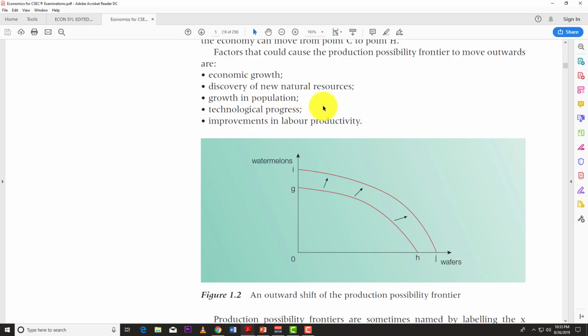Growth in the population. One of the reasons why China has such a large GDP is because China has 1.3 billion people, right? So that's the highest population in the world, followed by India. So population growth can lead to an expansion in the productive capacity of a country because you have more people.